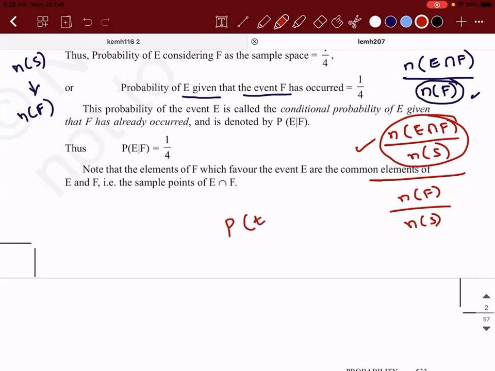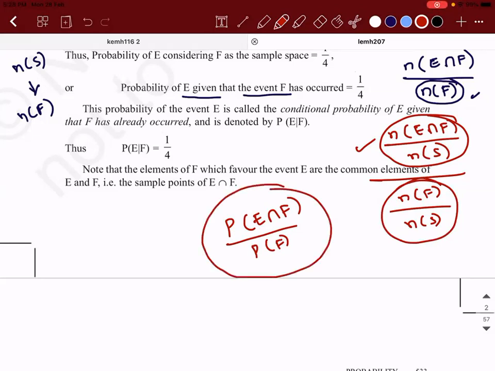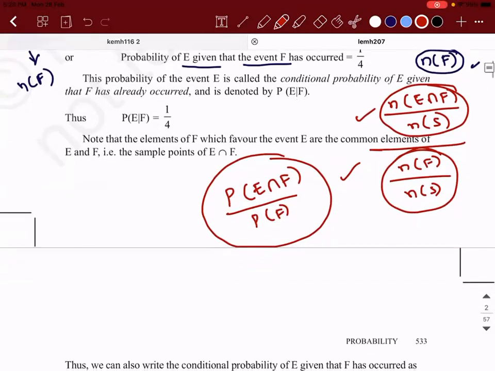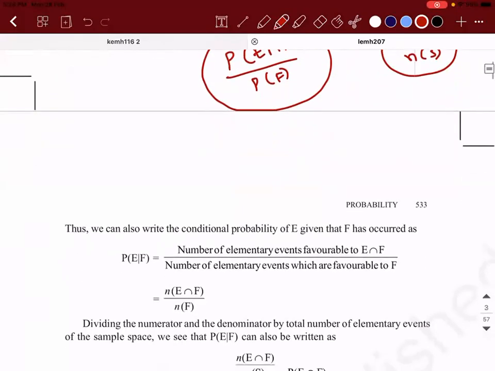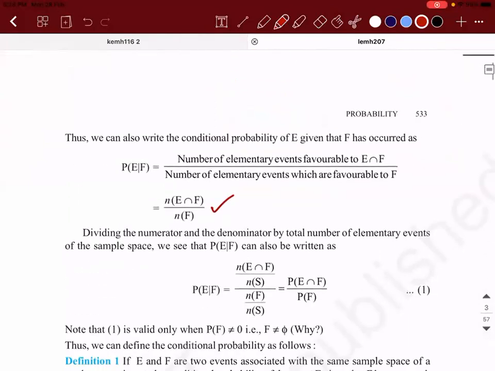This is what we call the probability of E intersection F. And the number of elements in F divided by the number of elements in the sample space is what we call the probability of F. Guys, is this clear? Is this point clear? Okay. Now you understood how the formula has actually come. So that's what they have given.